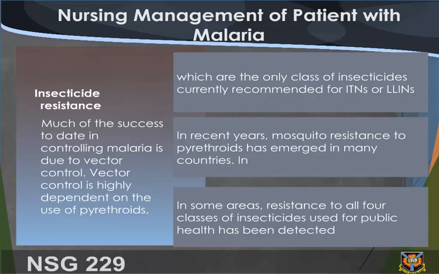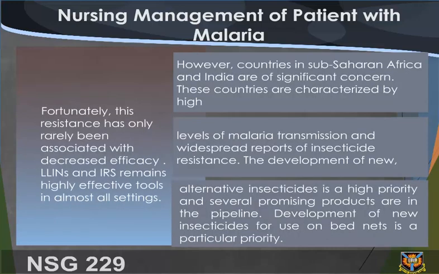In recent years, mosquito resistance to pyrethroids has emerged in many countries. In some areas, resistance to all 4 classes of insecticides used for public health has been detected. Fortunately, this resistance has only rarely been associated with decreased efficacy. LLINs and IRS remain highly effective tools in almost all settings.